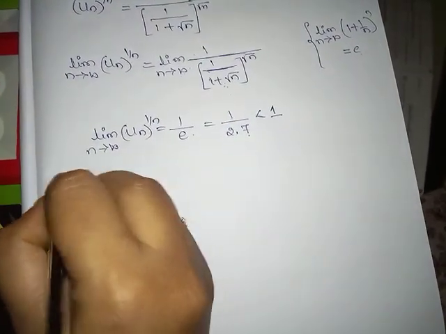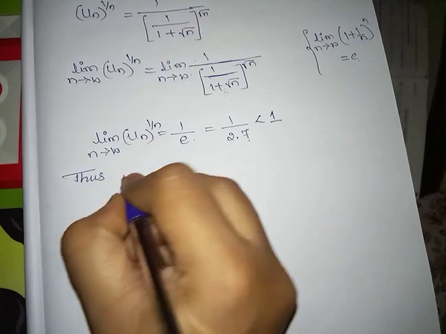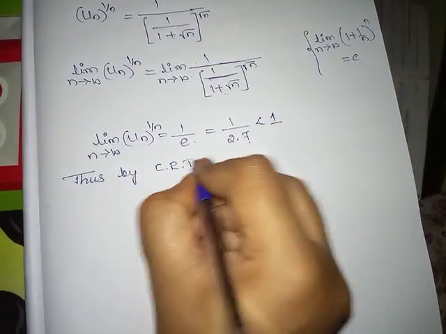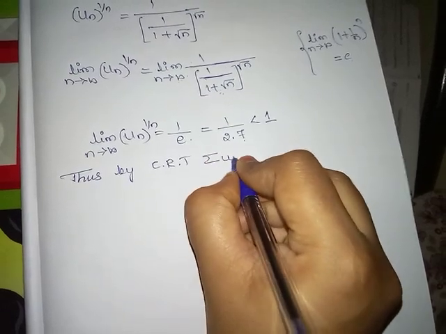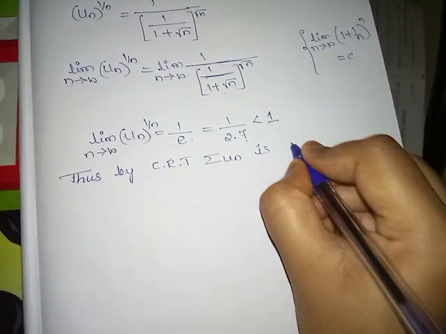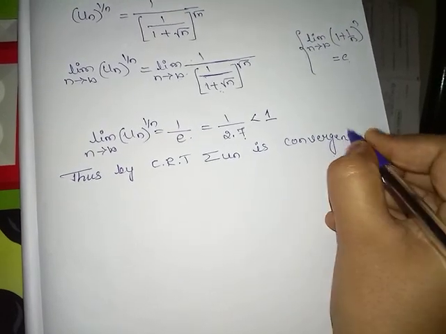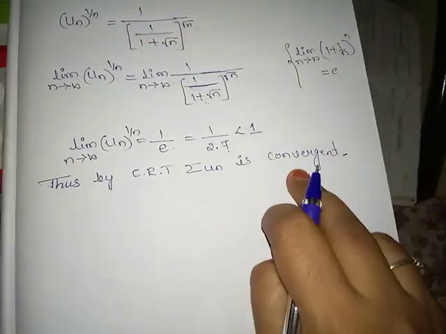Therefore, as the conclusion, by Cauchy's root test, summation un is convergent.